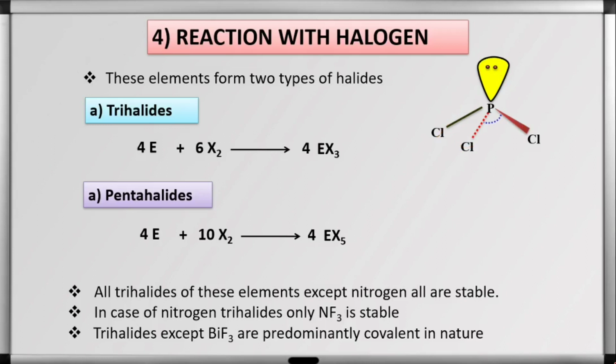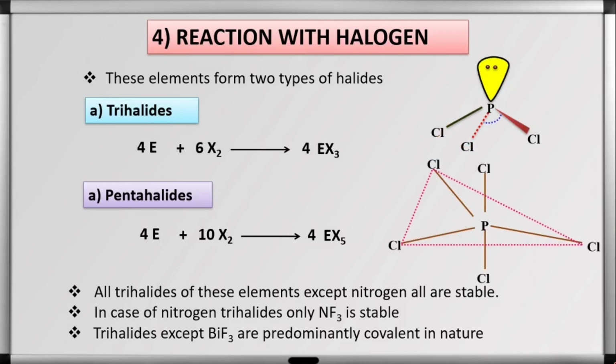And next one, we look at PCl5. See here, there are 5 P-Cl bonds, meaning 1, 2, 3, 4, 5. Out of 5 P-Cl bonds, 3 P-Cl bonds lie in one plane. These are in the same plane, see, and these two are not in that plane. Okay, one is above the plane and one is below the plane.